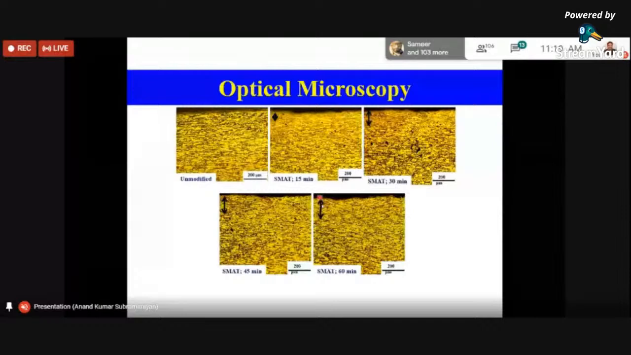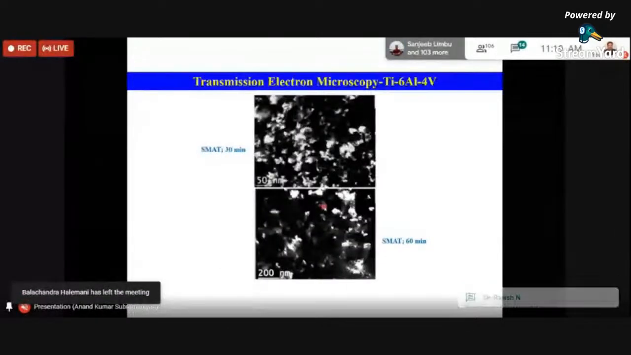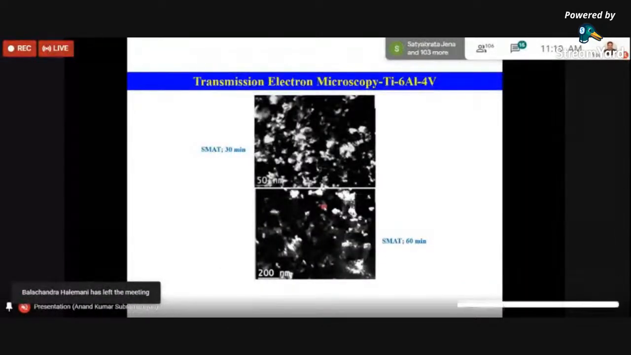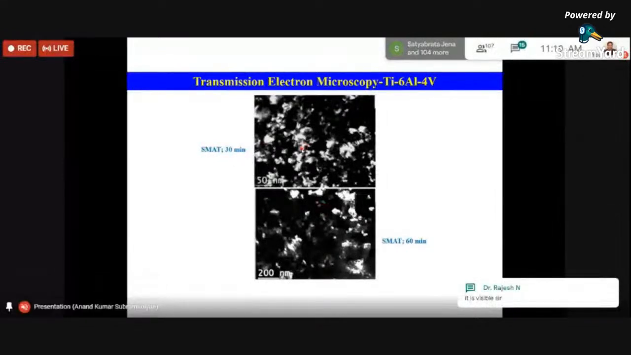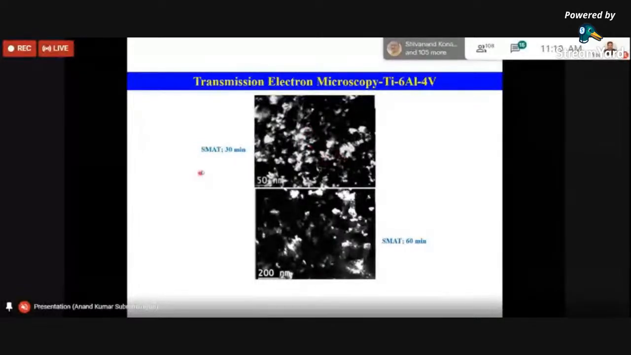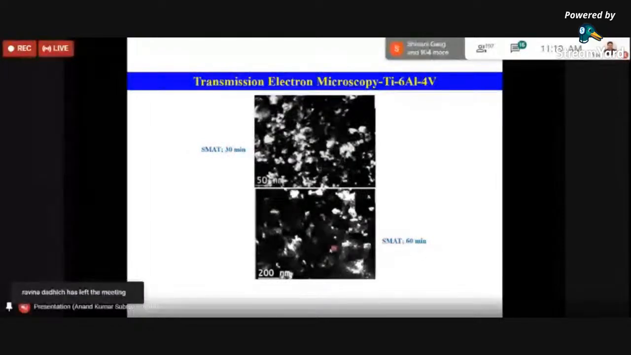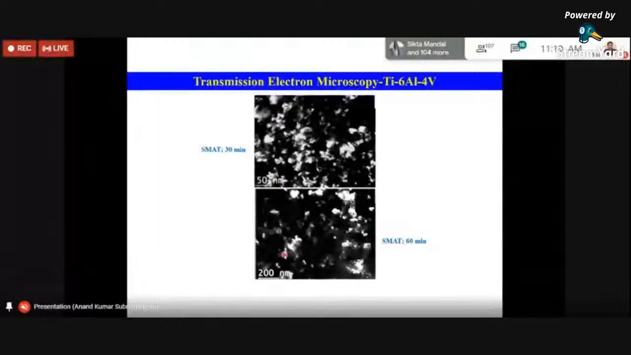And this is the quick investigation on TEM analysis. One can find that there is a formation of this nanostructured layer on the treated layer in the case of SMAT treated for 30 minutes as well as for 60 minutes. So this is evident and correlatable with the XRD investigation, where the peaks are getting broadened, and this actually tells us the grains are refined into nanoscale.